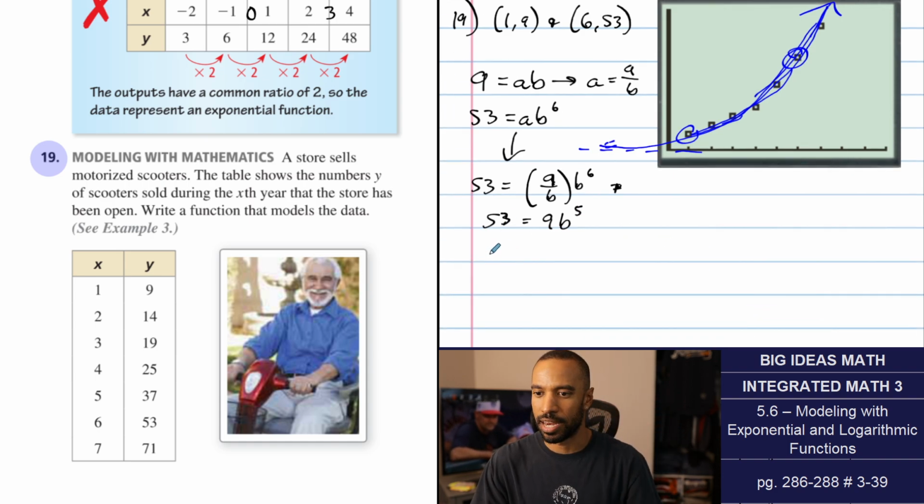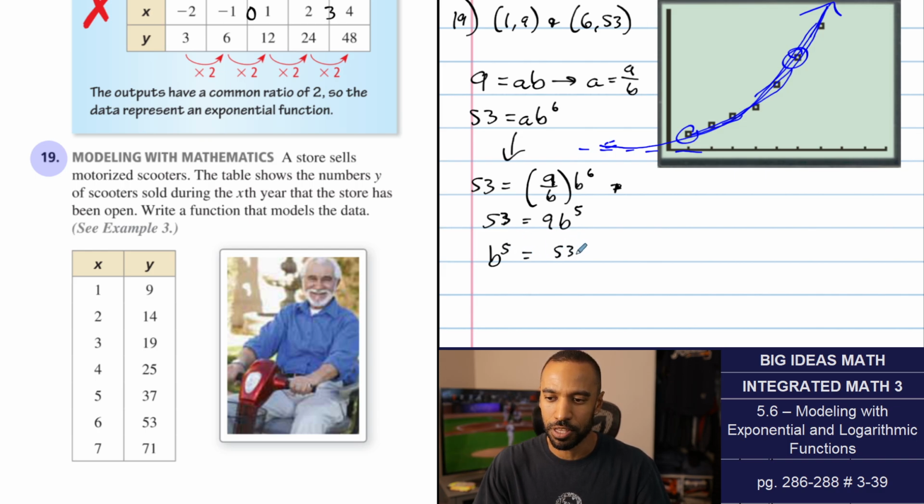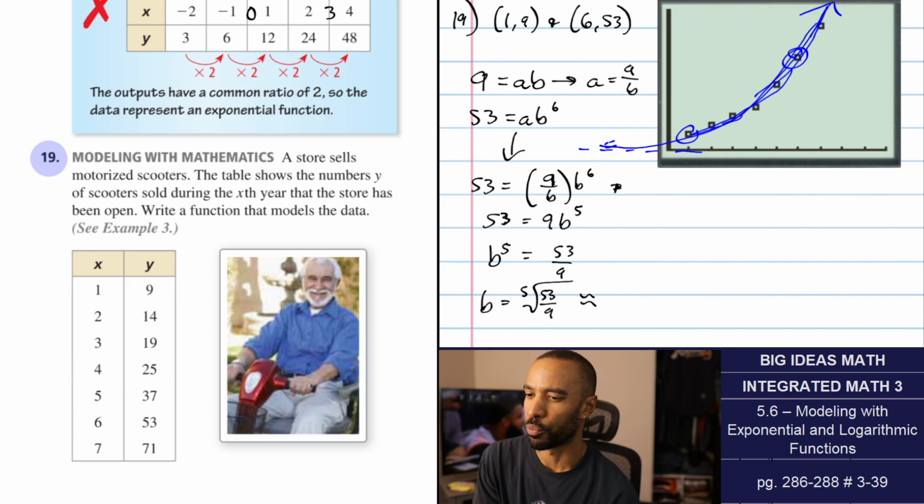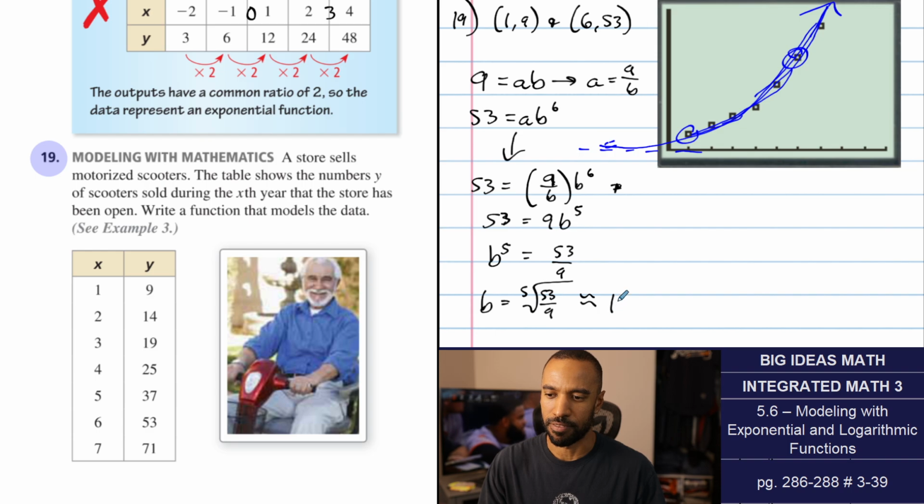Divide both sides by 9. It's not a perfect value, unlike the ones that, of course, they had on theirs. 53 over 9, and so b is the 5th root of 53 over 9. That approximation is, and I don't know how they decided which points to choose for it. Okay, I have to take the 5th root of 5.8 repeating. 1.43 is my approximation for b.